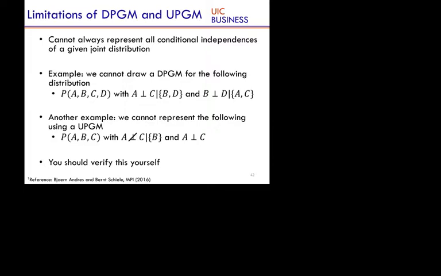And we can verify that later. And similarly, for example, we cannot represent the following conditional independence and conditional dependence properties using an undirected probabilistic graphical model. Some of you might identify this as precisely the head-to-head structure or the V structure, right?